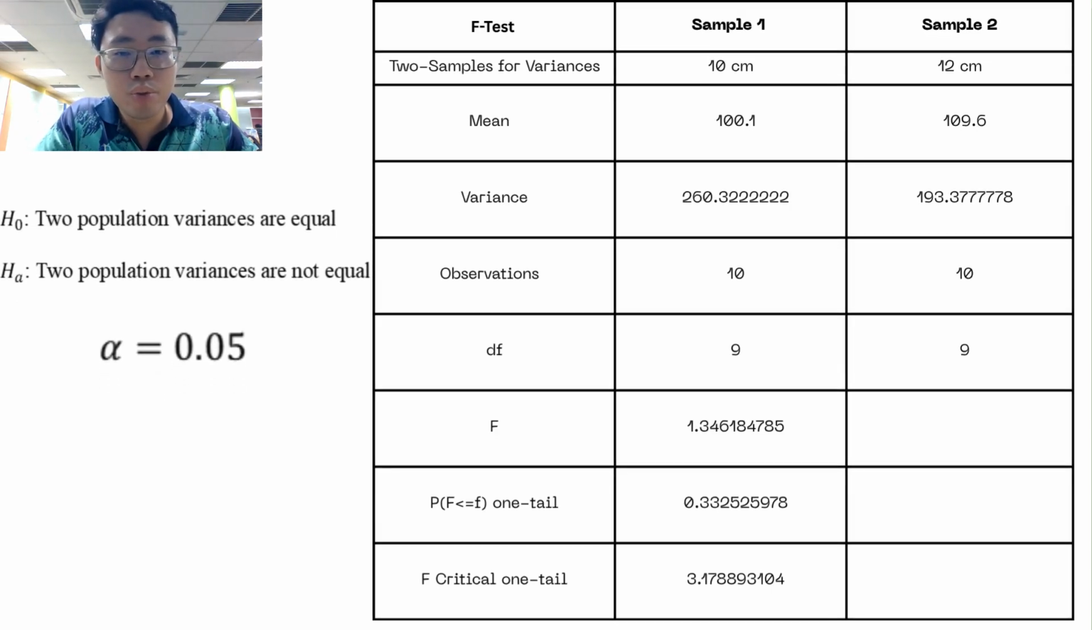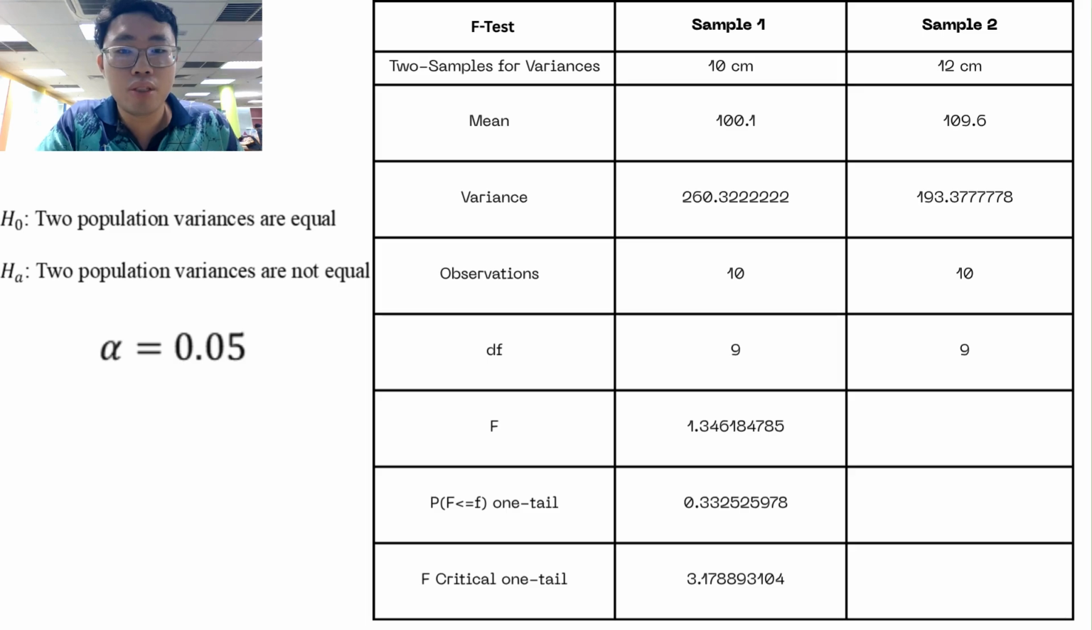We don't know whether the two sample data sets have the same population variances or not. So we conduct a hypothesis test to determine whether the two population variances are the same or not. The output is obtained by using Microsoft Excel.